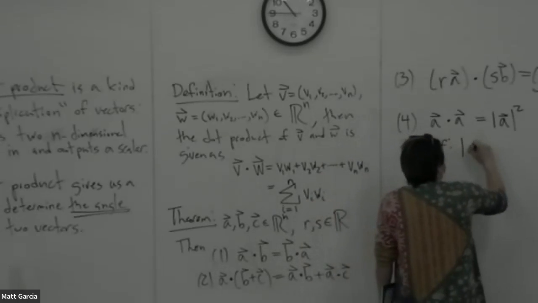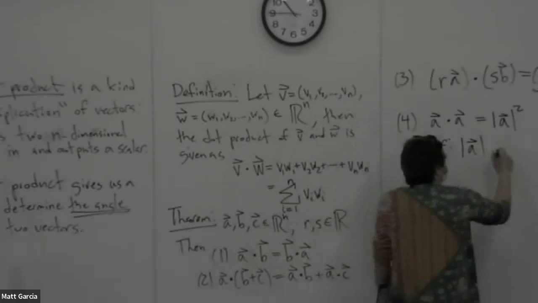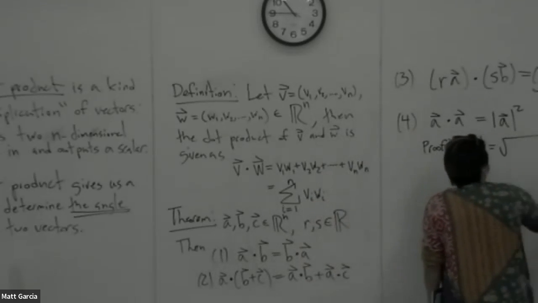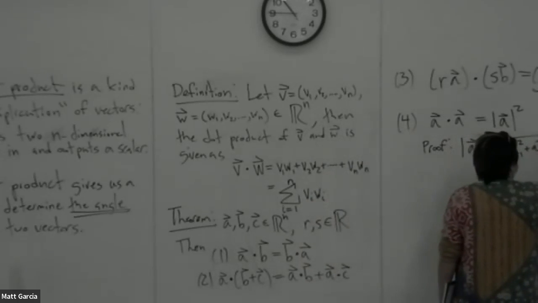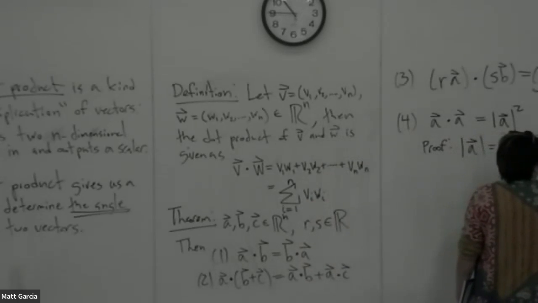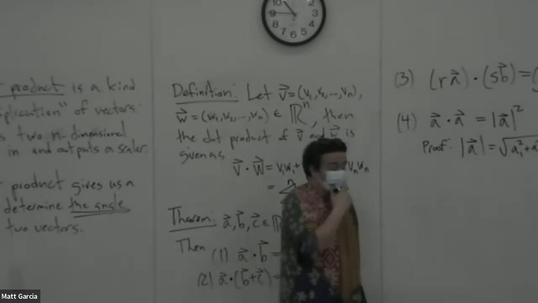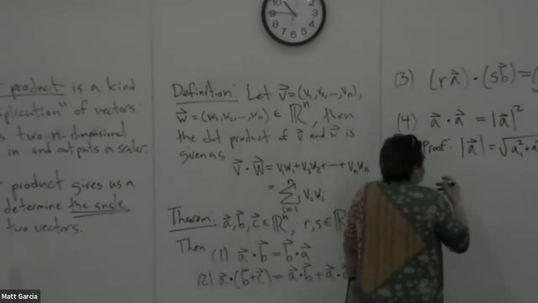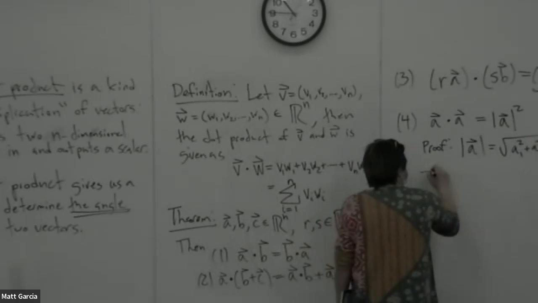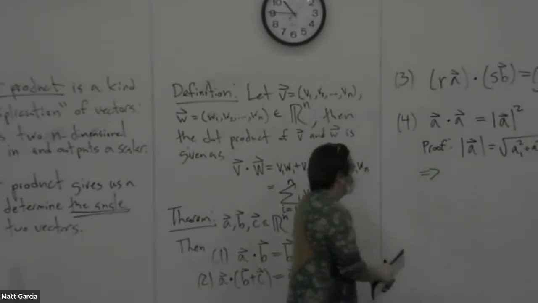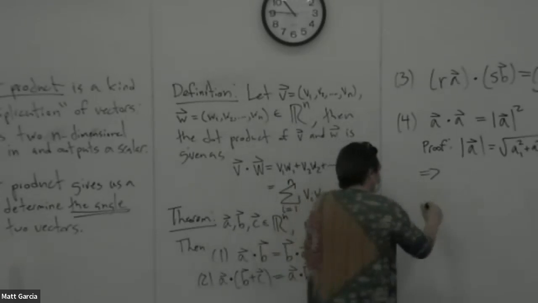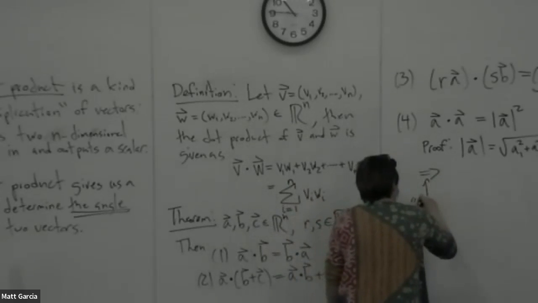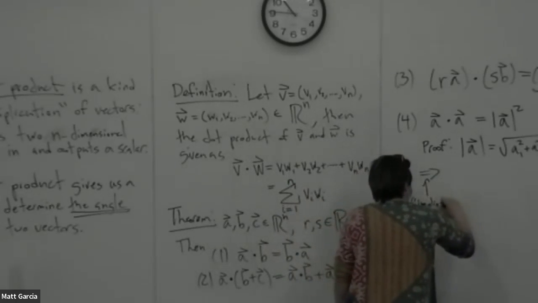So first, remember that the magnitude of a vector is just the square root of the sum of the squares. Okay, so everybody knows this double-tailed arrow. I'll tell you what it means. This means implies.